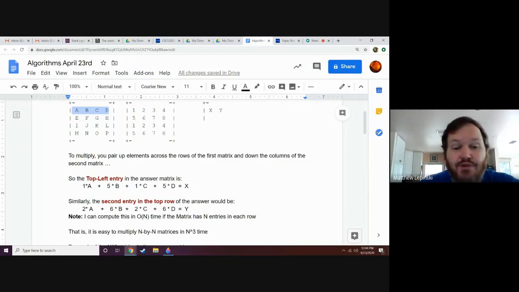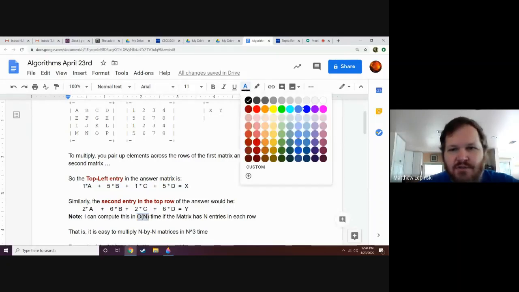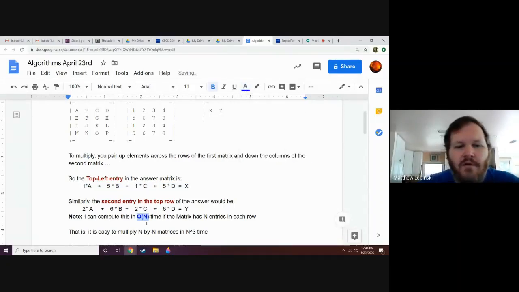Computing each of these entries, like computing Y or computing X, is O of n work. And I'm doing this O of n work n squared times. N is 4, so I'm doing 4 amount of work, and I'm doing it 16 times. So that should be big O of n cubed time in order to multiply the matrices.